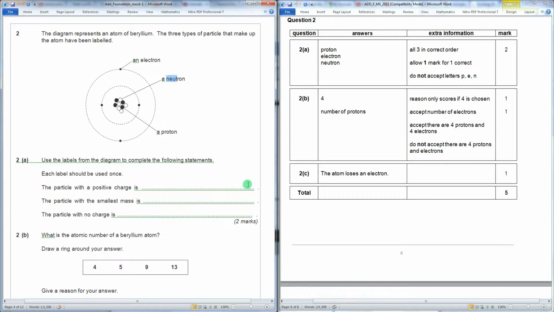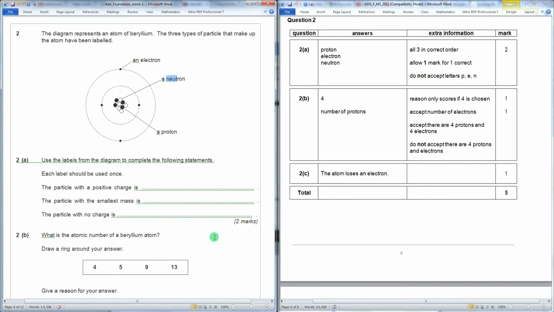Now there are 3 spaces but only 2 marks here, so we have to look at how the marks are allocated. And you need all 3 for the full 2 marks. And if you make 1 or 2 mistakes, then you get the 1 mark. Not allowed just to write the letters P, E, and N. It has to be the whole word: proton, electron, neutron.